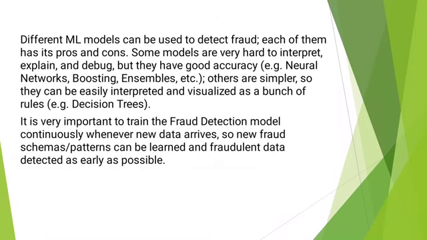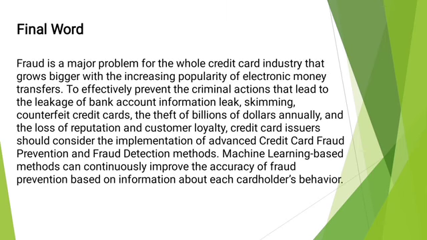Different ML models can be used to detect fraud. Each of them has its pros and cons. Some models are very hard to interpret, explain, and debug, but they have good accuracy. Examples: neural networks, boosting ensembles, etc. Others are simpler, so they can be easily interpreted and visualized as a bunch of rules. Example: decision trees. It is very important to train the fraud detection model continuously whenever new data arrives, so new fraud schemes or patterns can be learned and fraudulent data detected as early as possible.